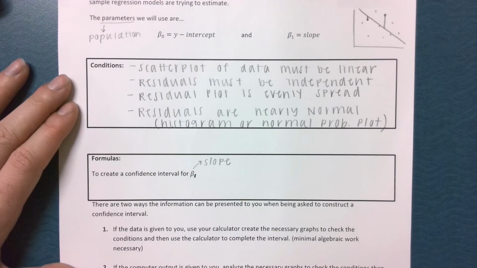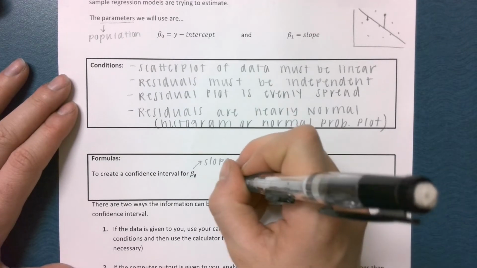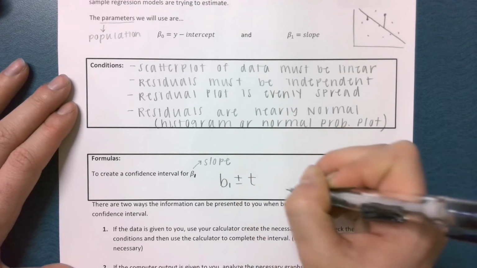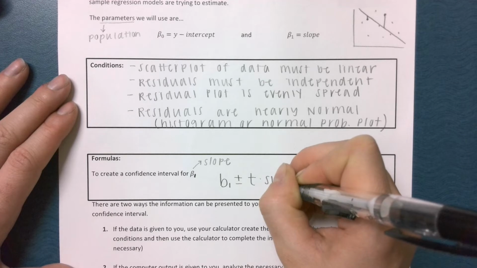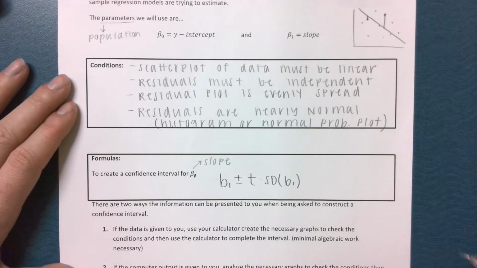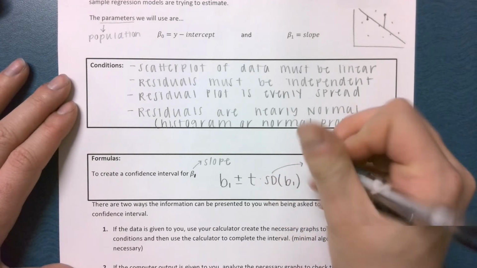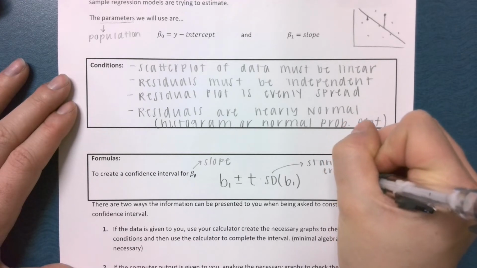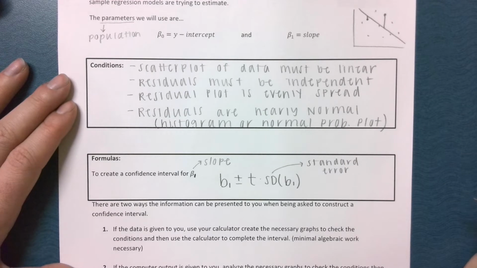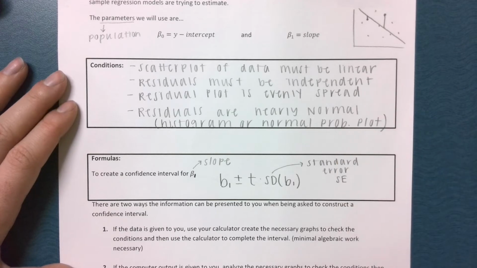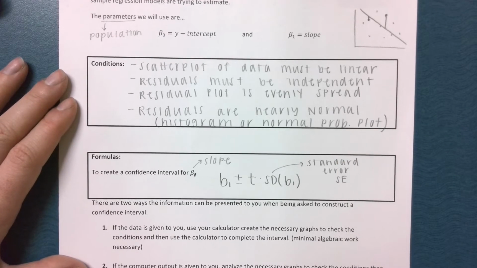My formula says to take a good estimate of the slope, which would be my sample slope, b1. I'm going to add and subtract a t-score multiplied by the standard deviation of b1. I do want to point out that sometimes the standard deviation is called standard error. Standard error and standard deviation really mean the same thing. Sometimes books write that as SE.